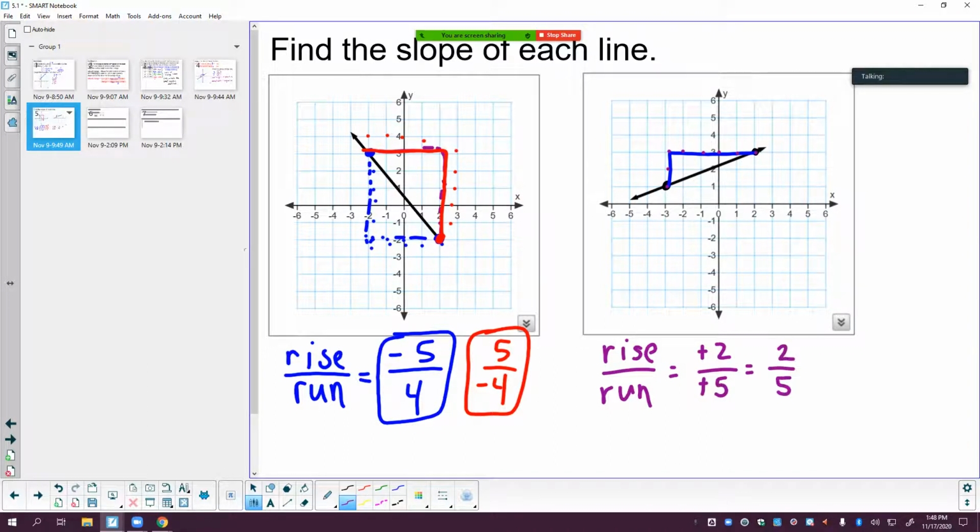Okay, so that's going to end up being a +2 over 5. I can't reduce or simplify that anymore. So that's what I'm going to get there.